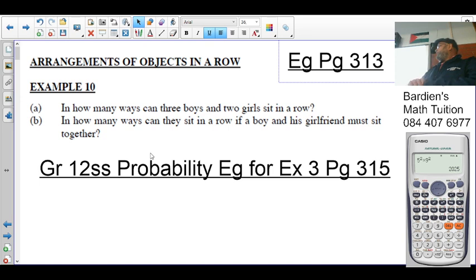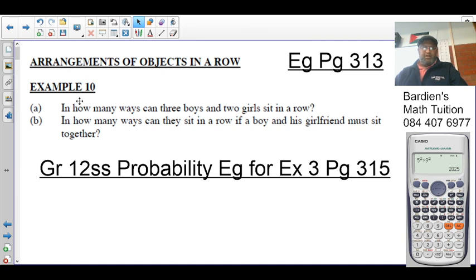We have just marked the exercise 2. So now we're looking at the examples for exercise 3 on page 315. The examples on page 313. So now we're going to look at arrangements of objects in a row.